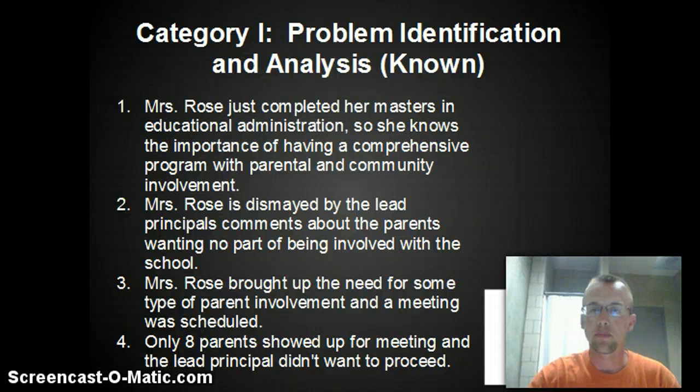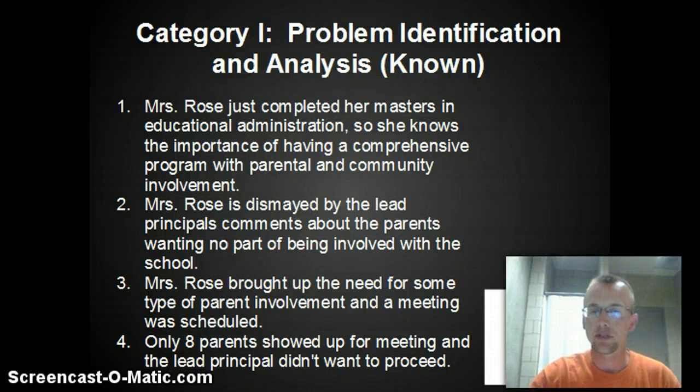Category number 1 is problem identification and analysis. This is what I know. Mrs. Rose just completed her master's in educational administration, so she's new to starting a new principal job. She knows the importance of having a comprehensive program with parental and community involvement.